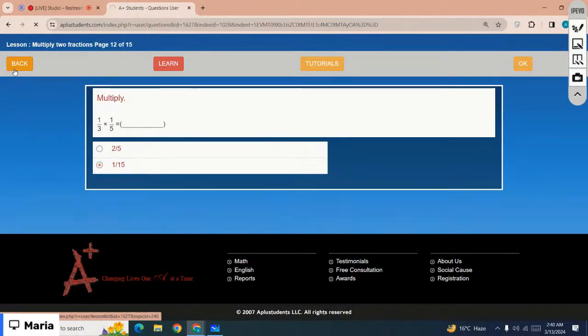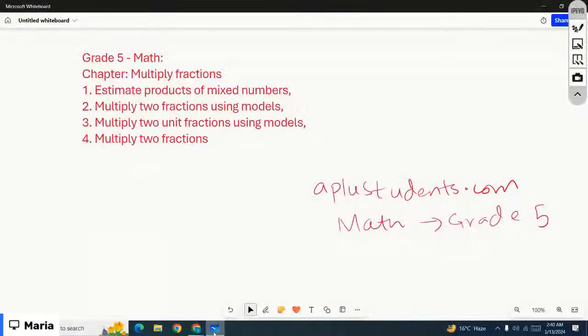So we are working on grade 5 math. The chapter we are working on is multiply fractions. The lessons we have covered today are estimate products of mixed numbers, multiply two fractions using models, multiply two unit fractions using models, and multiply two fractions, right? So please make sure before the next session you complete all the practice questions for the lessons we did today. That is your homework until next session, right?